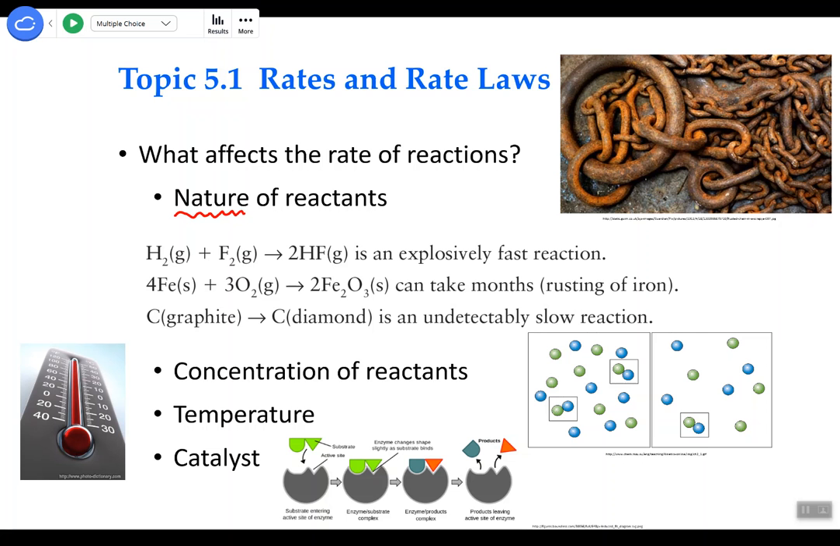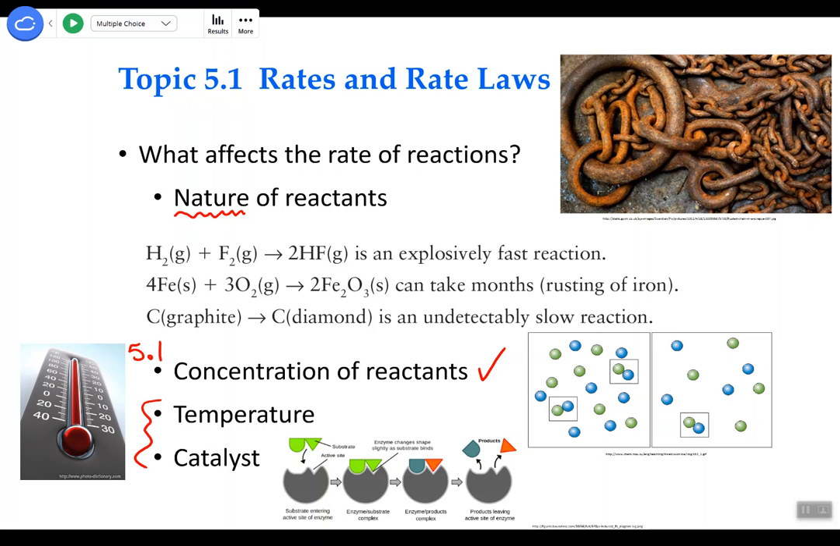We can't control this. But then there are some components that scientists and engineers can control, one being the concentration of the reactants. If we have a higher concentration of reactants, there are going to be more collisions, more opportunities for a reaction to occur. For some reactions, increasing the concentration of the reactants can increase the rate of that reaction. This is what we're going to talk about in topic 5.1, seeing how concentration impacts the rate of the reaction, which depends on the rate law, which is what we're going to talk about today.